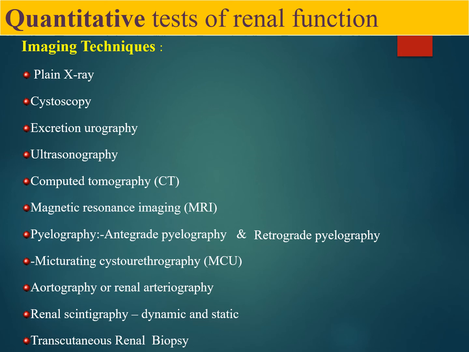Coming to the imaging techniques, number one, let us just enumerate and have an idea about it. Quantitatively, we could have a plain X-ray just to see a radio-opaque shadow or a nephrogram or some shadow of a certain swelling or calcification. Plain X-ray is very important. Cystoscopy, just through the scope, you go through the urethra. Urethrocystoscopy, we call it. This is very obvious to see the interior of the urethra, the interior of the bladder, the trigone, the ureteric orifices, the walls of the bladder. If there is any tumor, any inflammatory process, you will see everything.